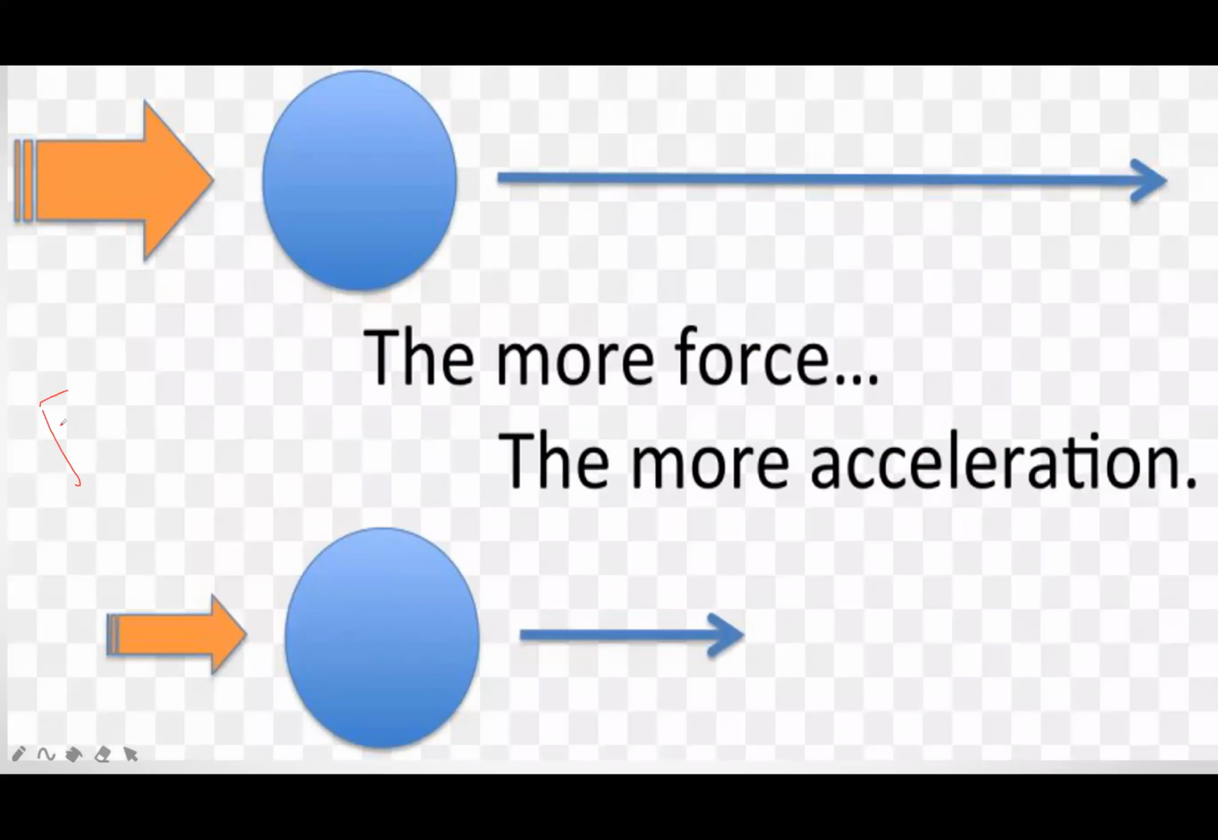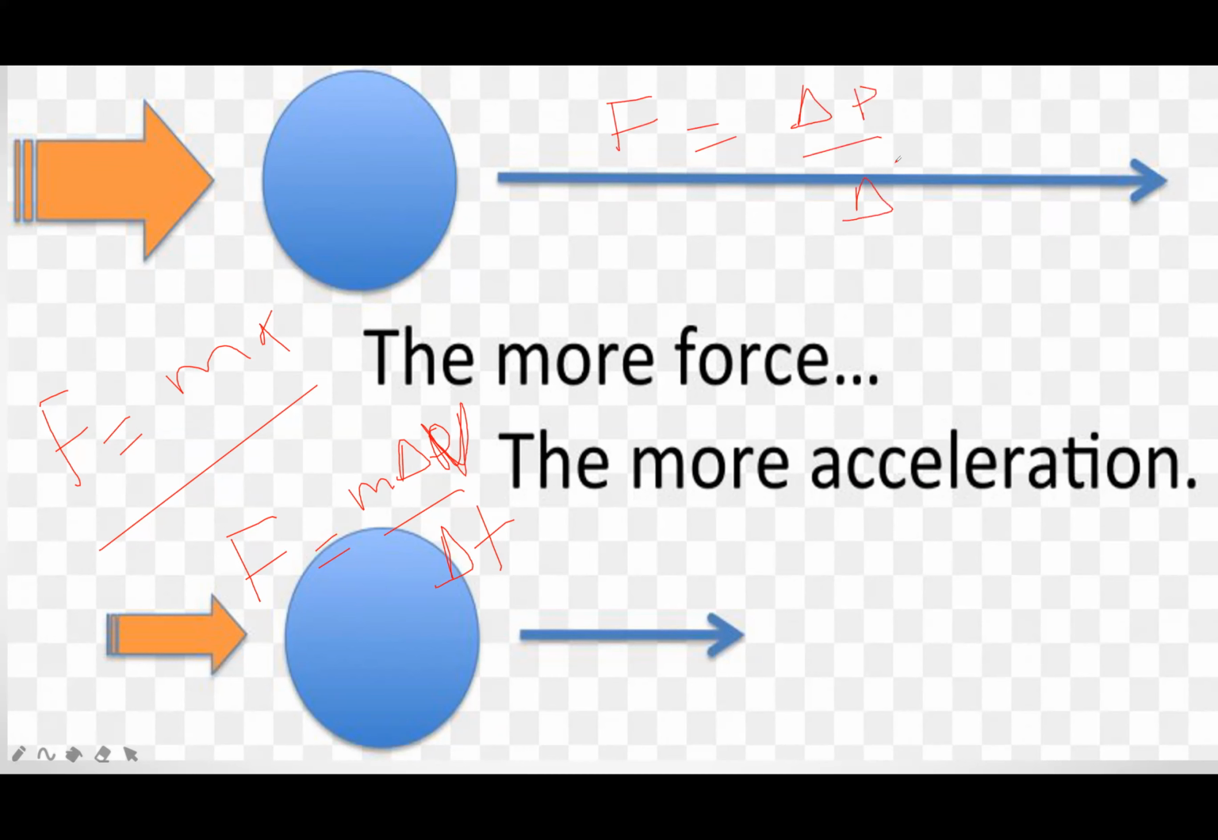Now, F is equal to ma, Newton's second law. F is equal to m del v divided by del t. The rate of change of momentum is called force. F is equal to del p divided by del t.